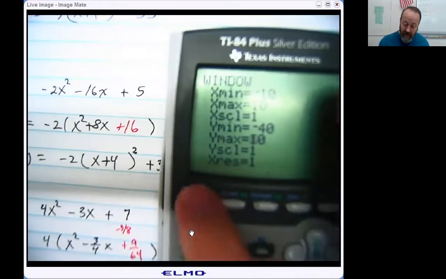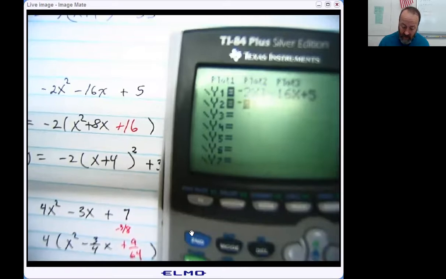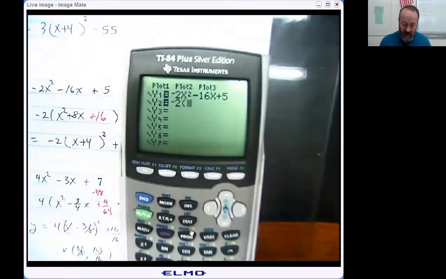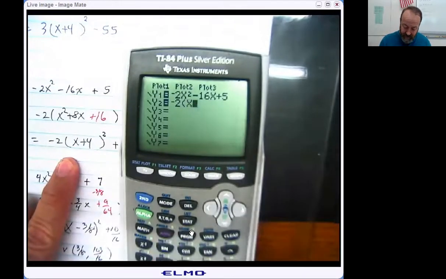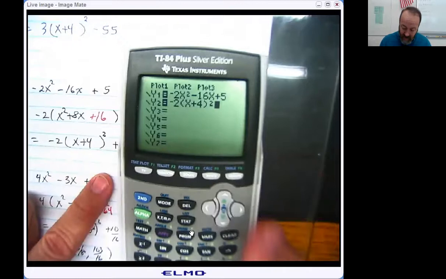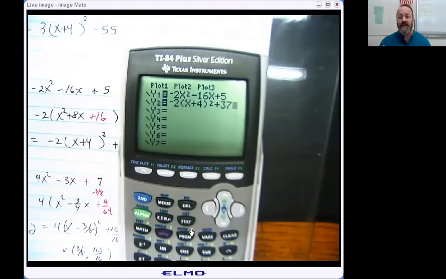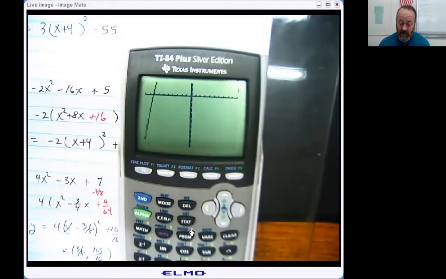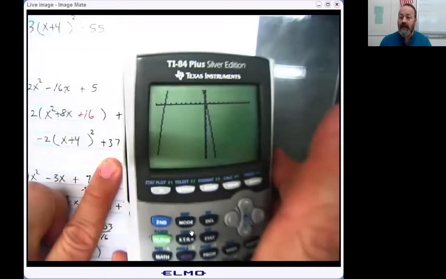Now, if I have done this problem correctly, when I rewrote this as negative 2, parentheses, x plus 4 squared, and then plus 37, I changed what the question looks like, but I should not have changed what it actually says. So if I hit graph, I should see exactly one graph because these should be right on top of each other. So let's see what happens. So here comes my first graph. I actually did that the wrong way, didn't I? I should have moved it to the high side and I went to the low side.